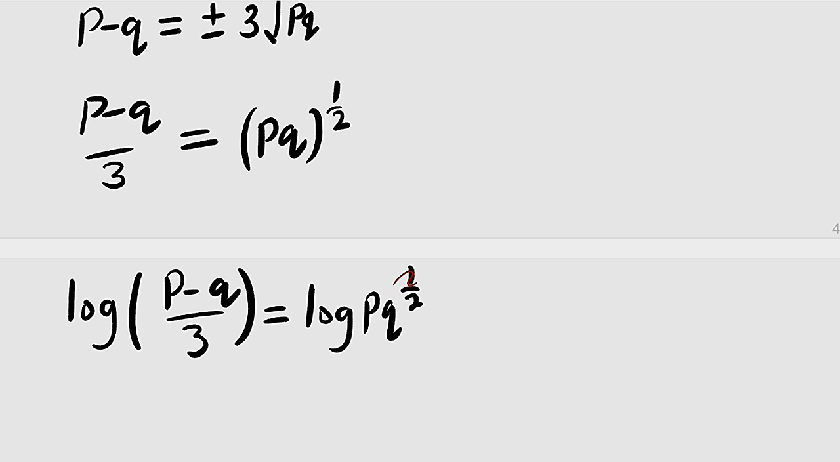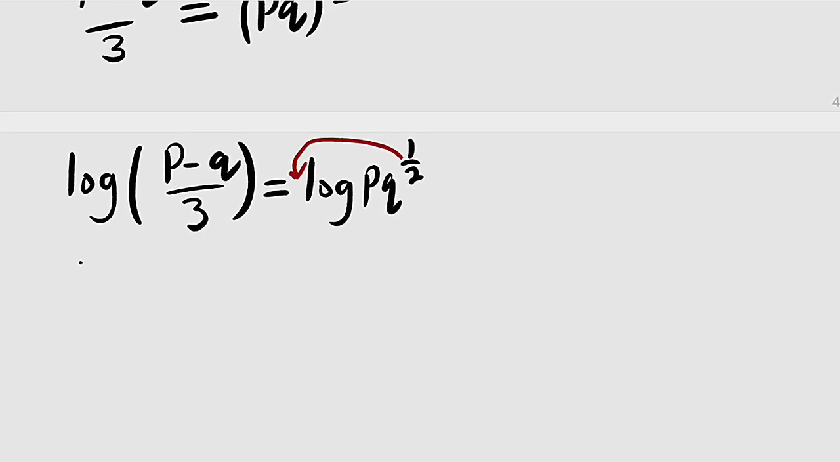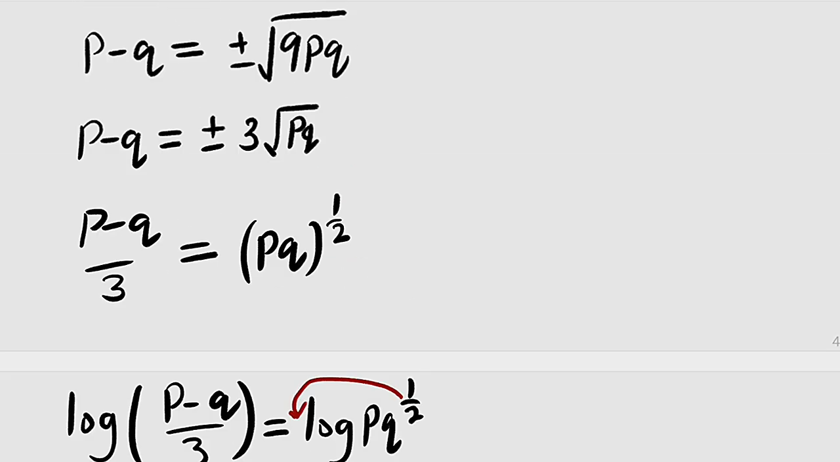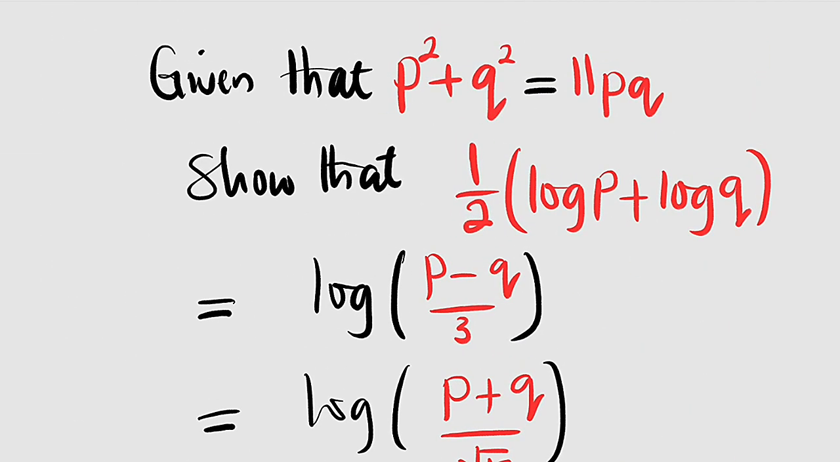And from one of the laws of logarithm, we can drop this power down, right? So we have log of (p minus q) divided by 3 equal to 1 divided by 2 log of p multiplied by q, which from one of the laws of logarithm we can write separately as log of p plus log of q. And hence we are done with the first one, because you can see it right here. We have shown that this is equal to this one.